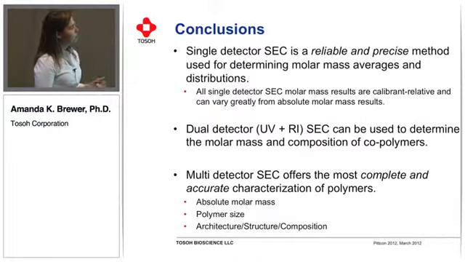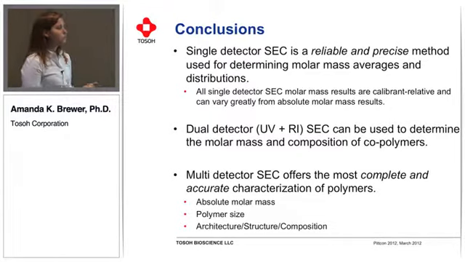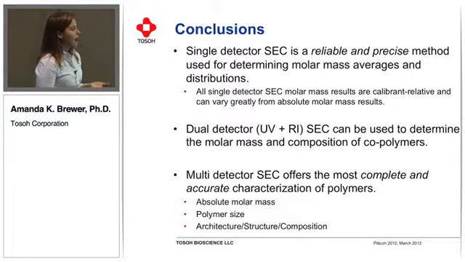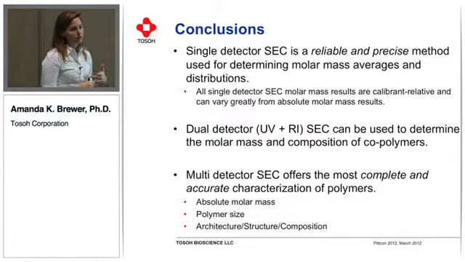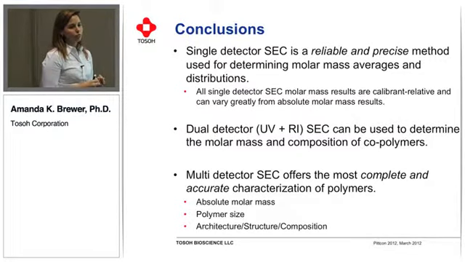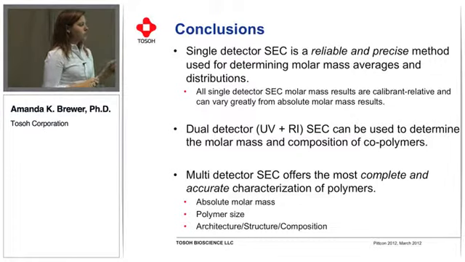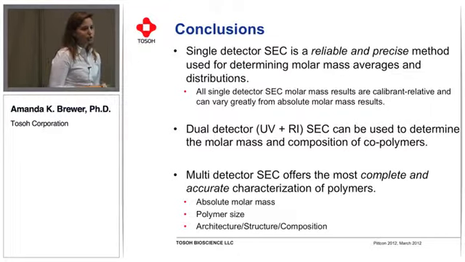So just to conclude, we talked about single-detector SEC, dual-detector SEC, and multi-detector SEC. Single-detector is the most precise and reliable method. Like I said, as you increase detection methods, the variances are additive, so the precision is going to be decreasing. All of these methods we can use to determine molar mass. Single detector, we're looking at a calibration curve, relative molar mass, while when we go to multi-detector, we're looking at the absolute molar mass. We talked about dual detector for copolymer analysis and looking at the percent composition of a copolymer.